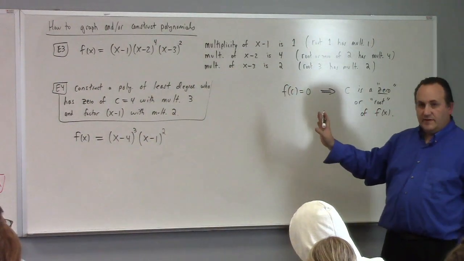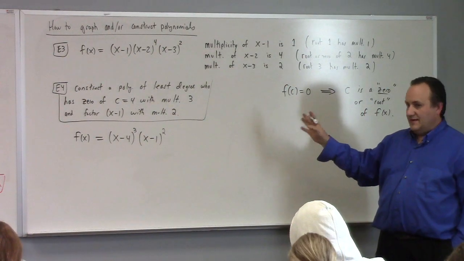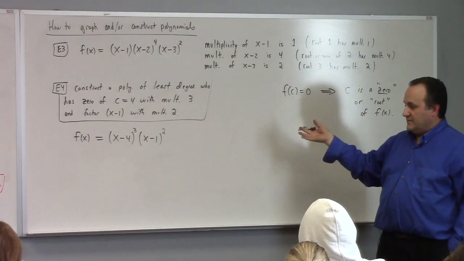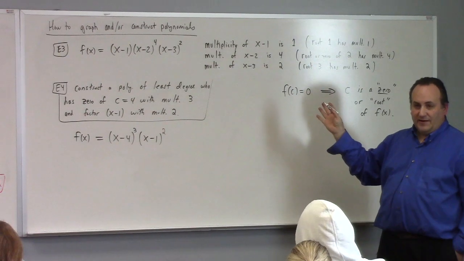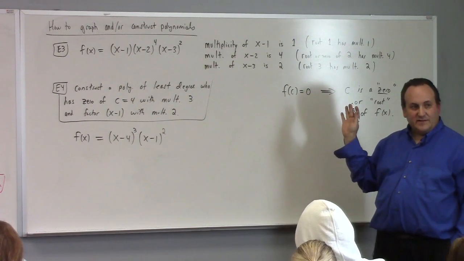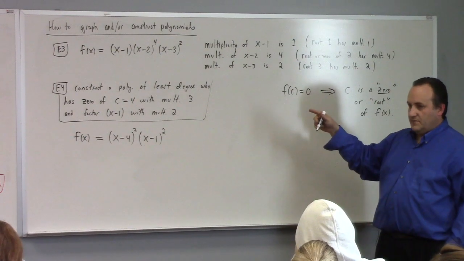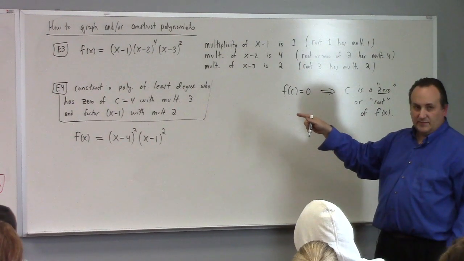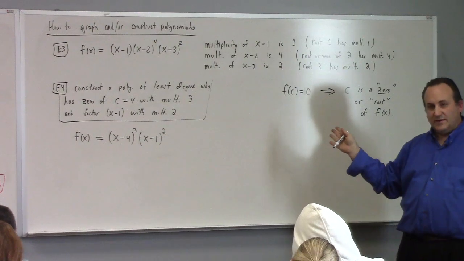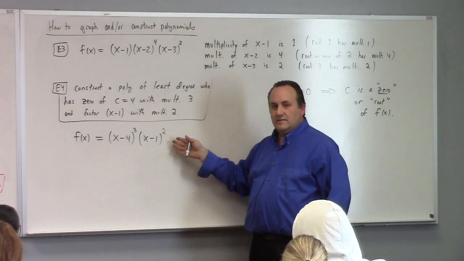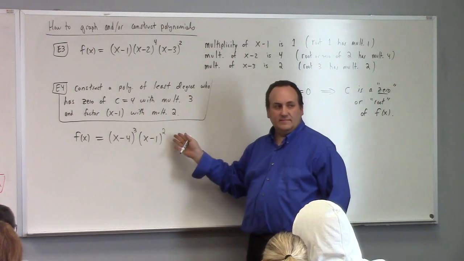Now, that's the least degree that you can have with all this data, right? You can't take away any of those and still have a multiplicity 3 root or a multiplicity 2 root. Now, I could multiply this by something else and I'd still have a zero of multiplicity 3 at c equal to 4 and an x minus 1 factor with multiplicity 2. But if I want the smallest degree one, then this is it. Now, I could do something else, right? What could I do?